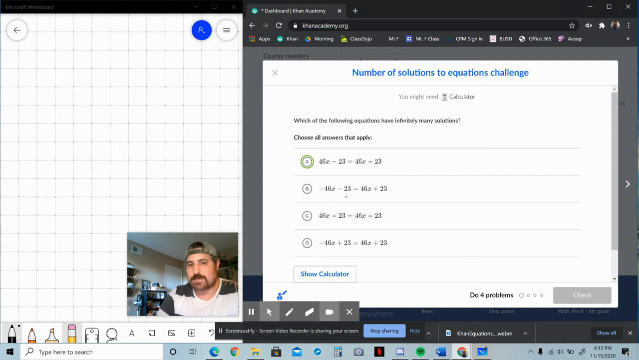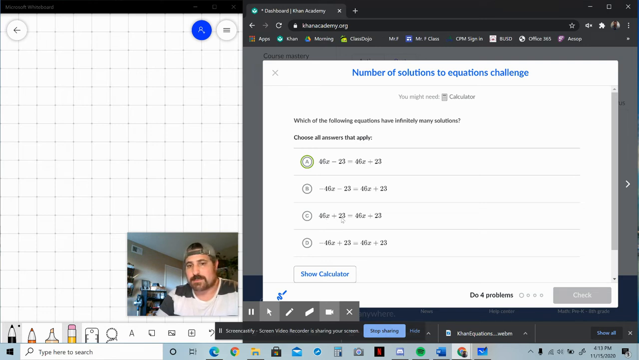This one is negative 46x minus 23 equals 46x plus 23. Now, is this a situation where the variable will even go away? No. If you were trying to get all the x's to one side, you're going to undo minus 46x by adding 46x to both sides. When you do that, you're going to end up with double 46x on the right-hand side, let's say, which means that the variable is not going to go away. So there's one solution to this problem. The variable is not going to go away. You're going to find out what the variable's worth.